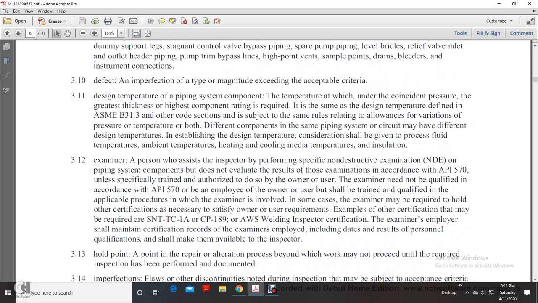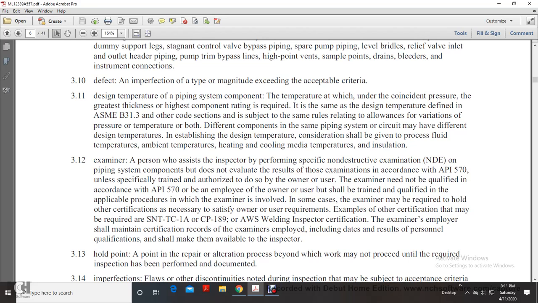A defect is an imperfection of a type or magnitude exceeding the acceptable criteria. Design temperature of a piping system component is the temperature at which, under the coincident pressure, the greatest thickness or highest component rating is required. It is defined in ASME B31.3 along with other code sections, which have rules relating to allowances for variation of pressure and temperature. Different components of the same piping system circuit may have different design temperatures.